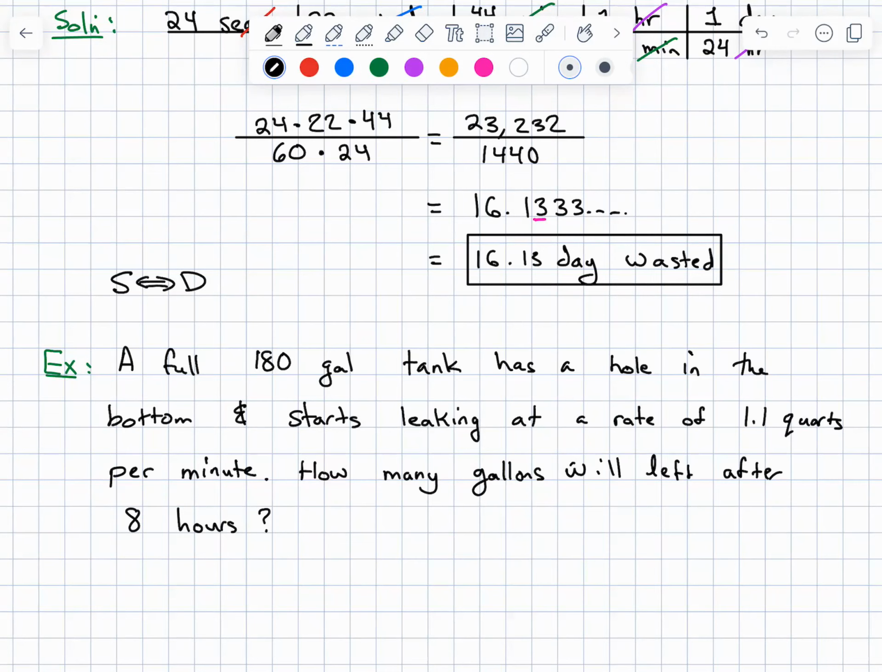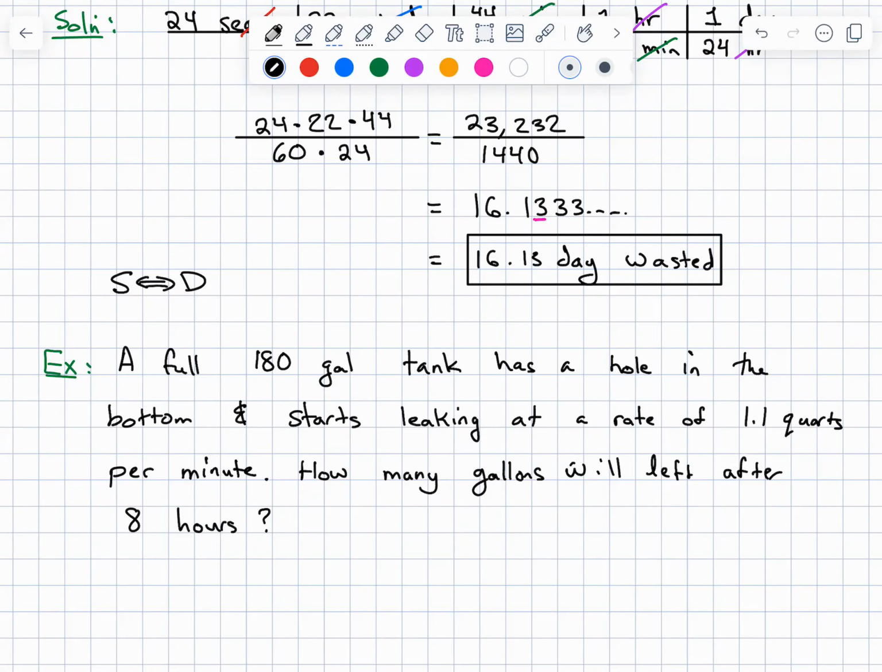This one's a little tricky at first because the question ends up being, where do I start? What unit do I start with? Because do I start with 180? It's not exactly, because the 180 is how much is in the tank. I want to know how much is gone. If I figure out how much is gone, then I can figure out how much is left. Because how many gallons will be left in the 180 gallon tank?